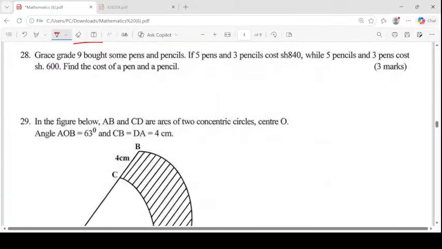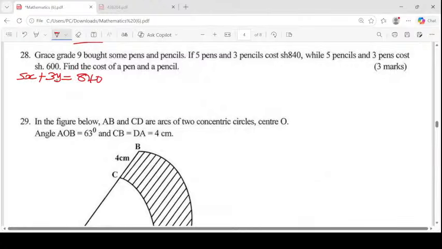Part 28. Grace bought some pens and pencils. If 5 pens and 3 pencils cost 840 shillings, while 5 pencils and 3 pens cost 600, find the cost of a pen and a pencil. If 5 pens, I can say 5x plus 3 pencils, 3y, they cost 840.